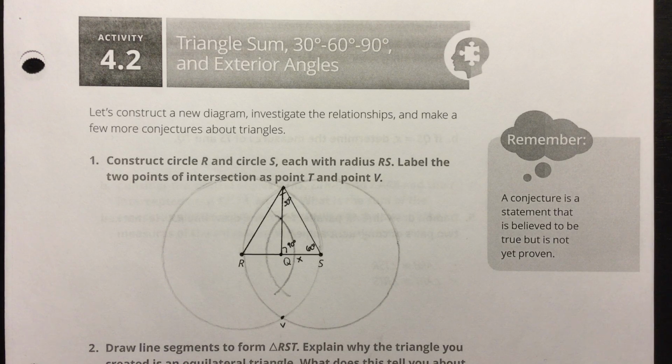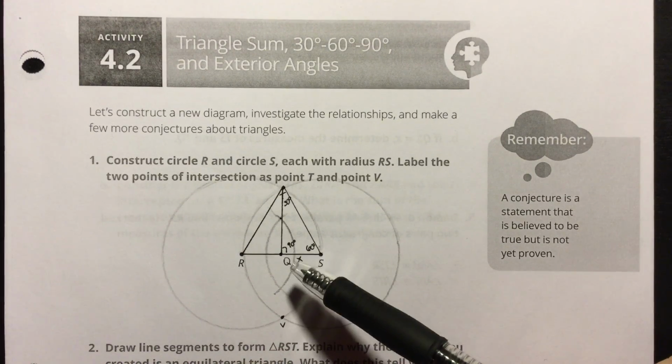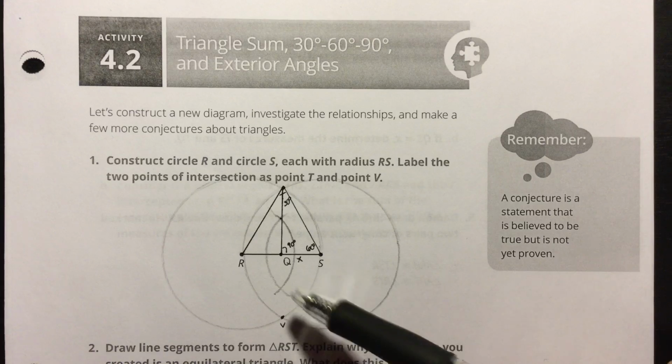So number 1 says construct circle R and circle S, each with radius RS. It says label the 2 points of intersection as points T and V. So I already have a bunch of constructions here, because I did all of the constructions for the first, I think, 6 or 7 questions.